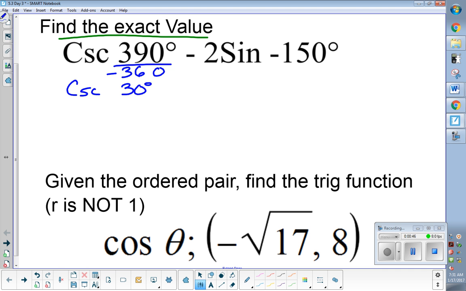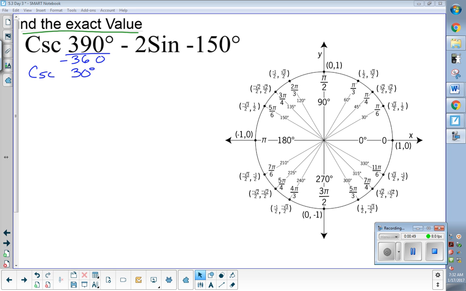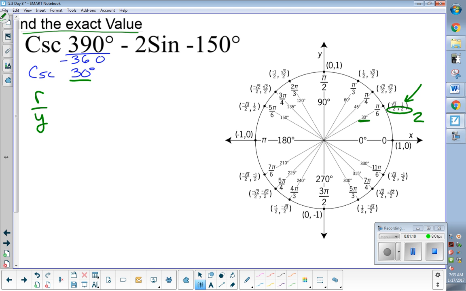So if we're doing cosecant of 30 degrees, I'm going on my unit circle to 30 degrees here. I'm doing cosecant, so cosecant is r over x. Oh, no it's not. It's r over y, sorry. R over y. So looking at my unit circle at 30 degrees, here's my r is 2. Here's my y is 1. So I'm doing 2 over 1. That's cosecant of 30 degrees, or just 2.